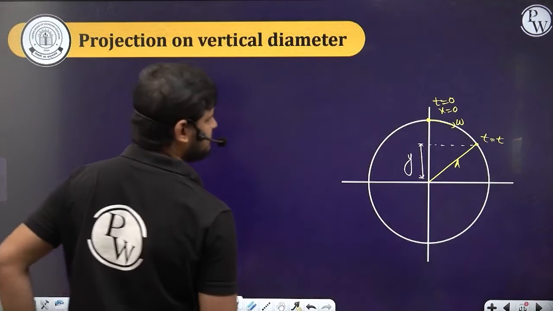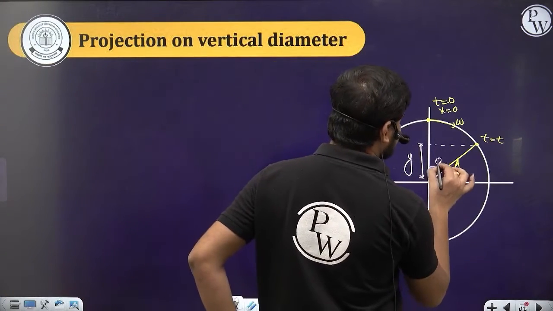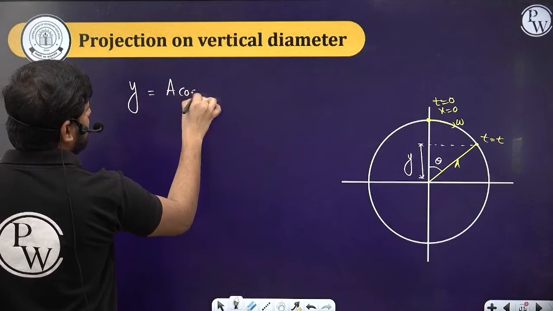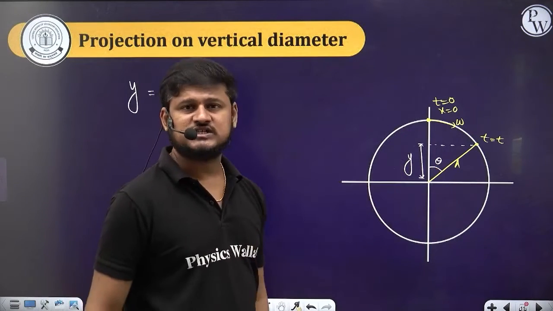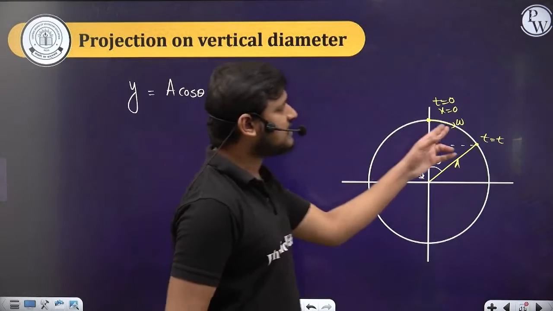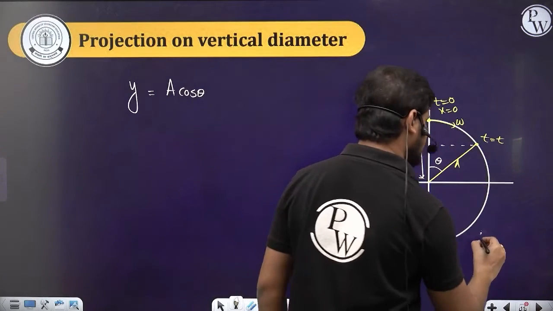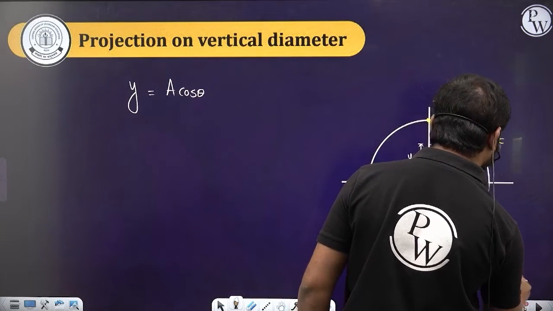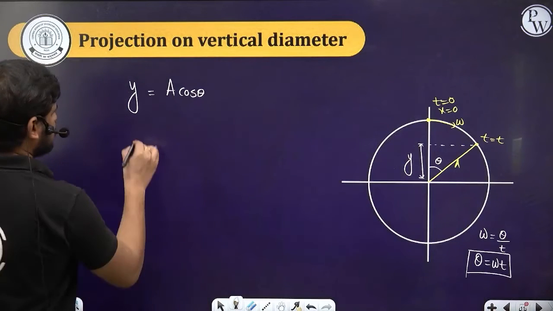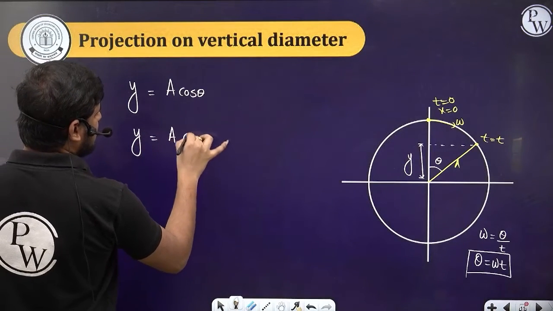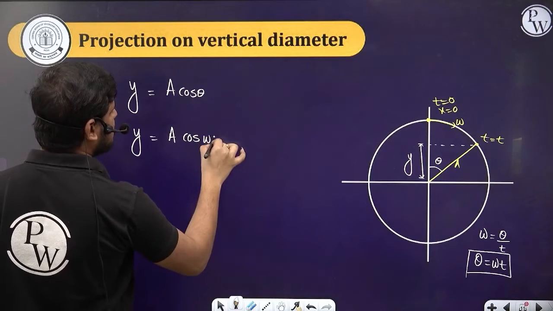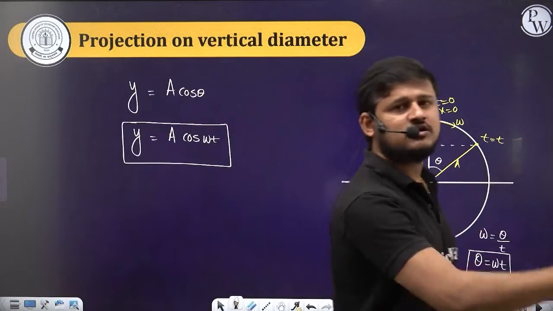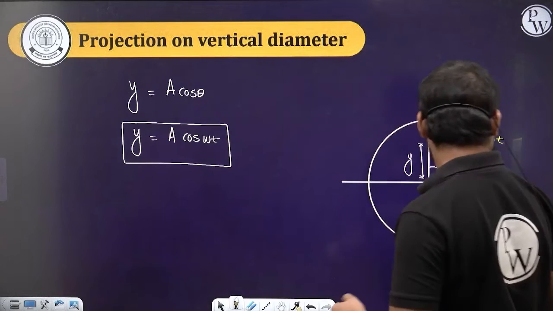So here, this is theta. If it is theta, then y will be equal to a cos theta, obviously. So what is theta again? The particle is moving with an angular velocity of omega, so omega equals theta by t. From here, theta equals omega t. So y equals a cos omega t. Again this is an equation of S.H.M which is starting from the right extreme towards the mean position, right? So done.